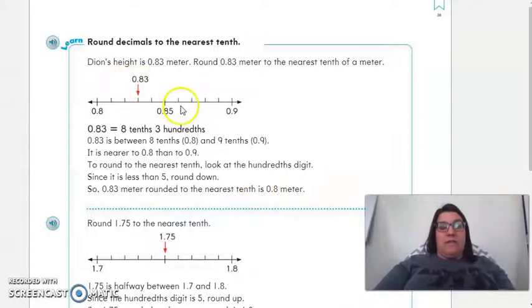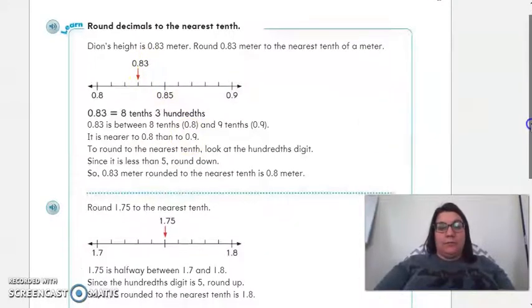It's less than 5, just like rounding to the nearest whole number. You look to the digit to the right, so to the right of the tenths place is a 3, that's less than 5, so we round down.